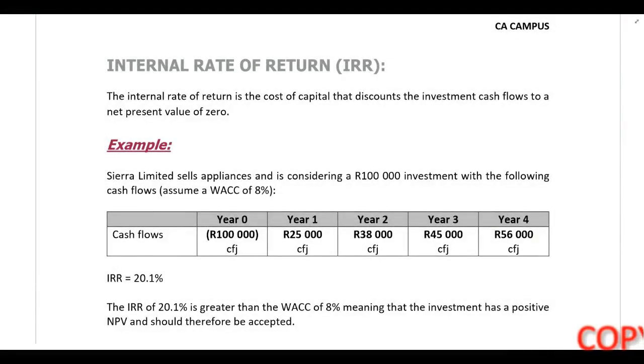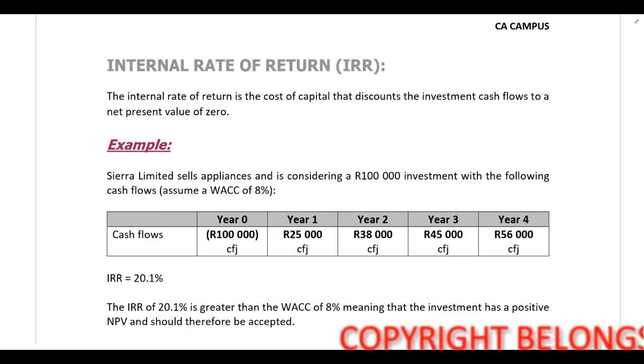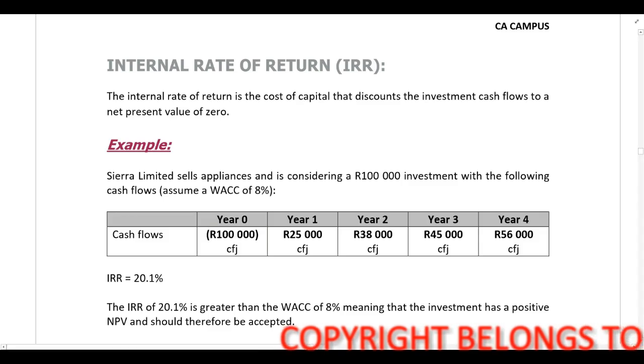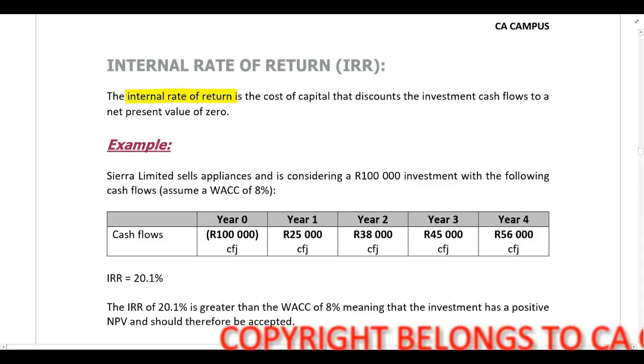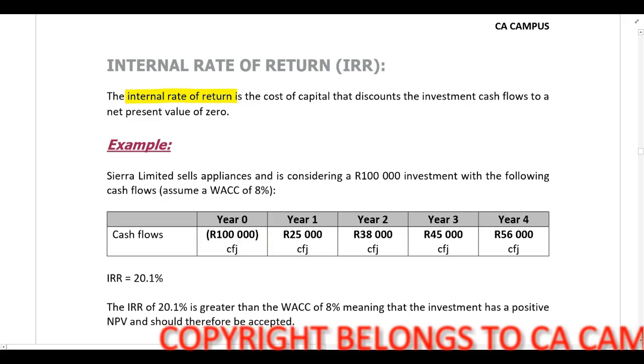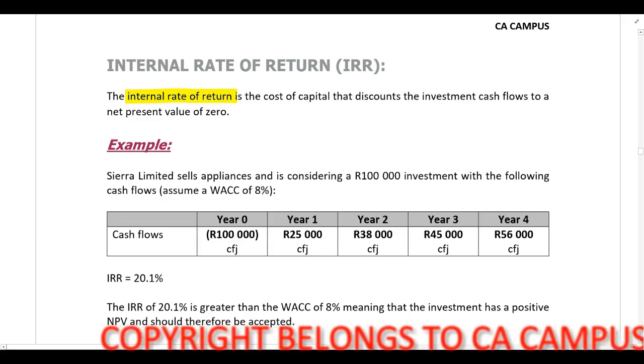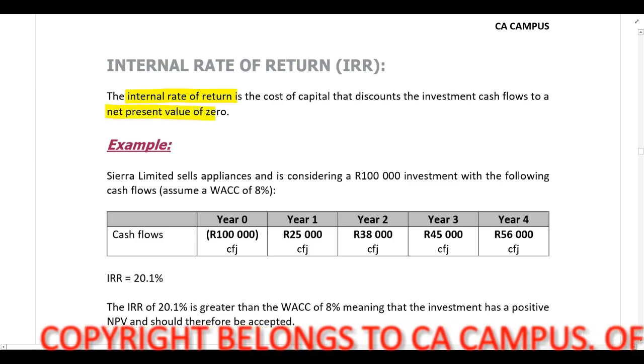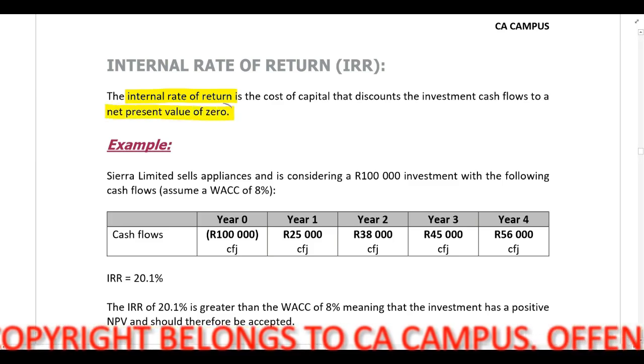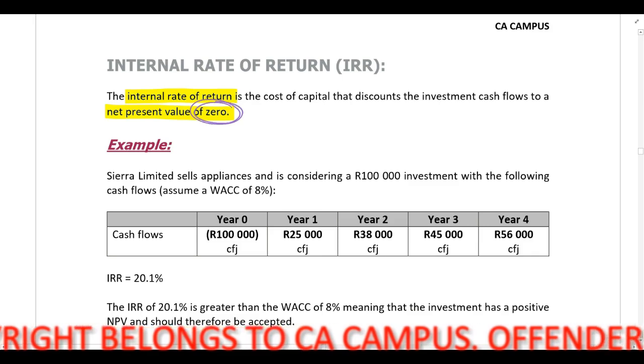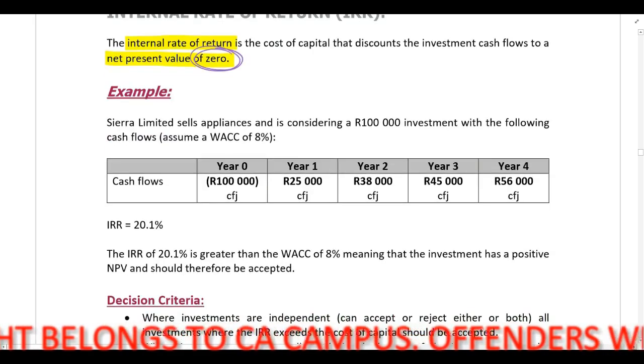And the last method, which can be used in order for a company to determine whether they should invest in a long-term asset or not, is the internal rate of return. And please note, guys, the internal rate of return is just the cost of capital that discounts your investment cash flows to a net present value of 0. So let's look at the example below.